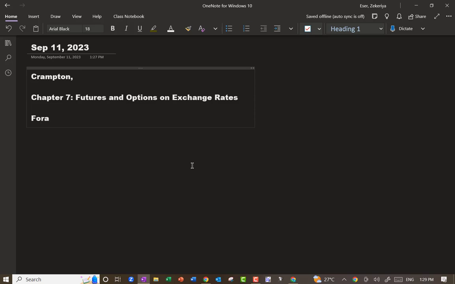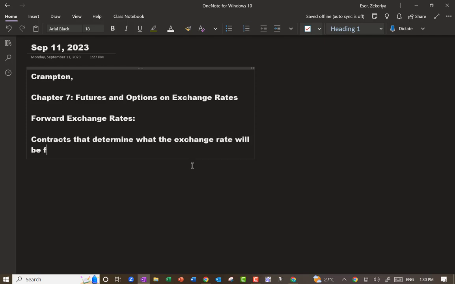We did talk about forward exchange rates. These are basically contracts that determine what the exchange rate will be for a transaction that will take place in the future.